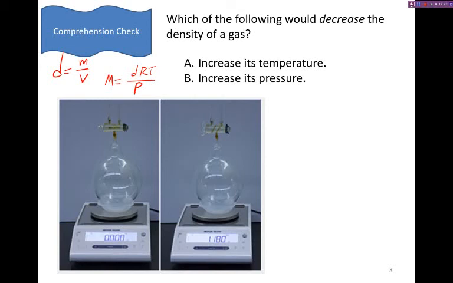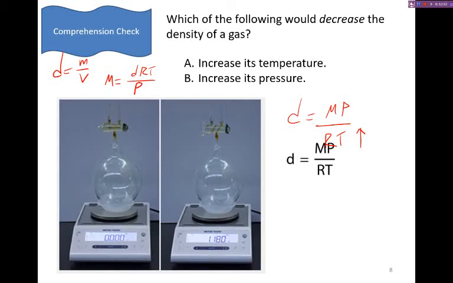Hopefully you've taken a moment to think about it. Well, which is it? Let's look at this relationship. Again, density is the molar mass times the pressure over R times the temperature. If we increase the temperature, the denominator increases and the numerator stays the same. What's going to happen to our density? The density is going to have to go down.